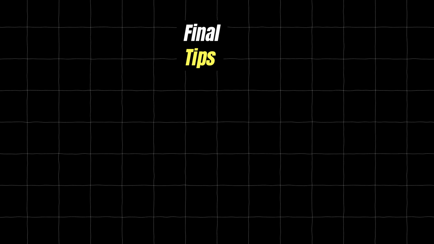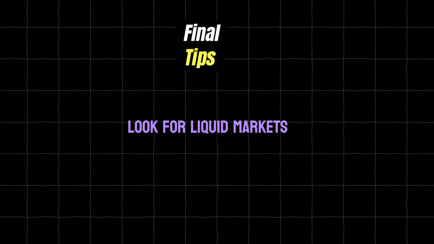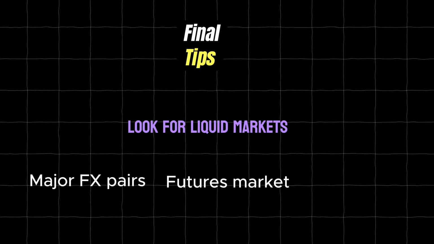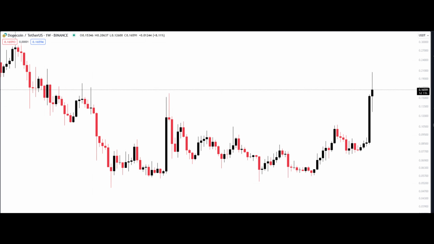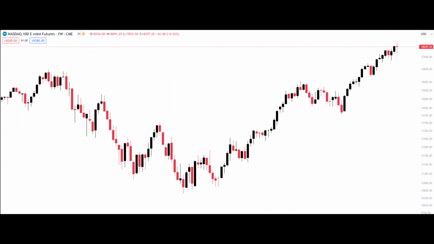As final tips, we suggest you look for liquid markets, such as the major forex pairs or the futures market. The more liquid a market is, the more it moves in trend. For example, let's look at the weekly NQ chart and compare it to a random crypto altcoin. Notice that it's much easier to identify the trend on a more liquid market. Better liquidity will also reduce the costs of spread and enter the price right where you place the order without additional slippage. That is it for today's video.